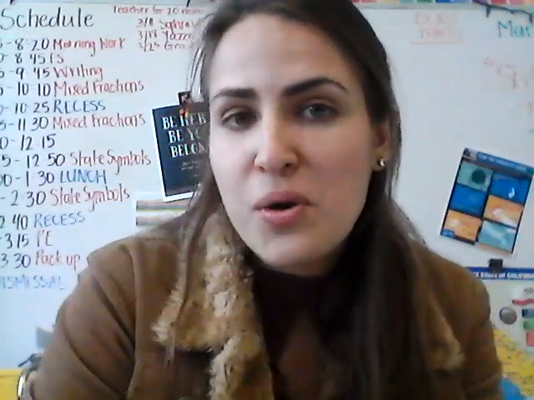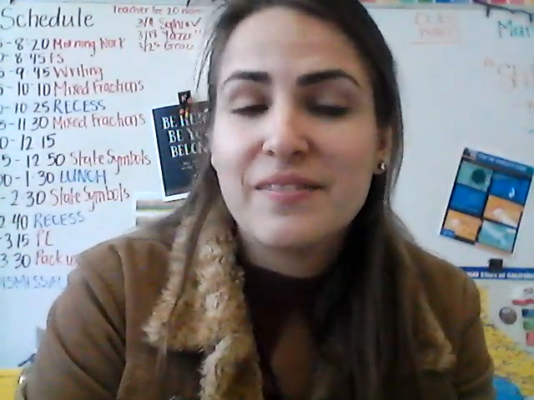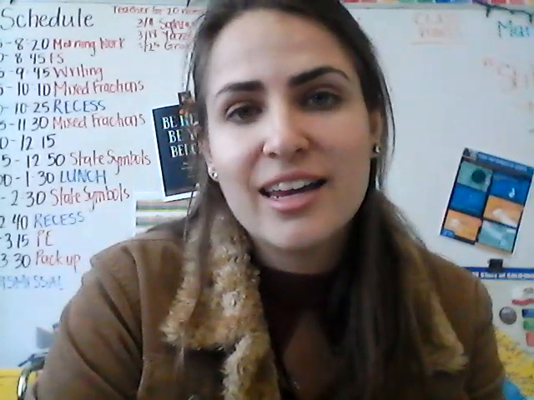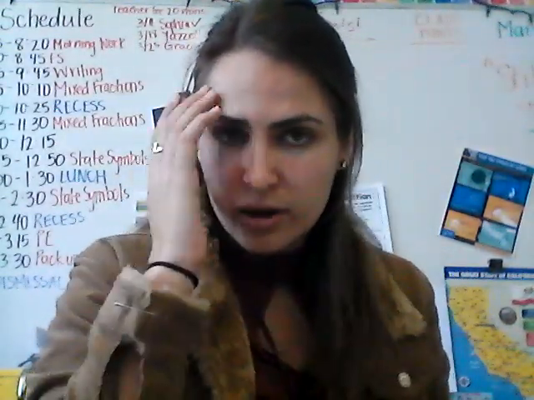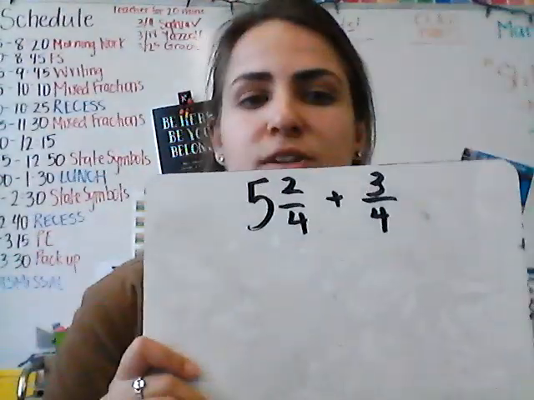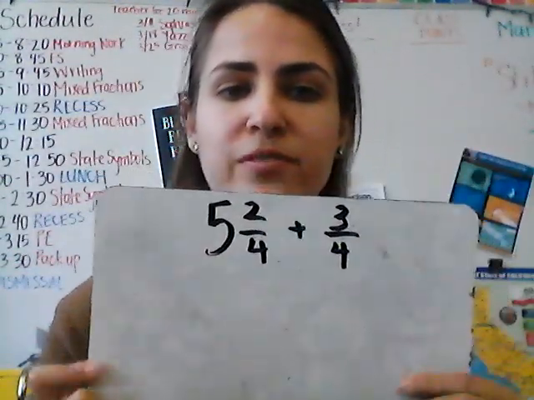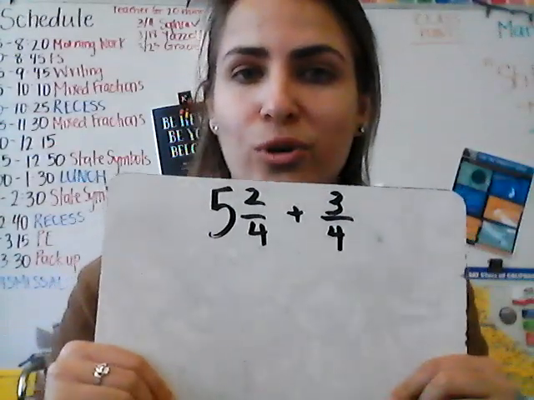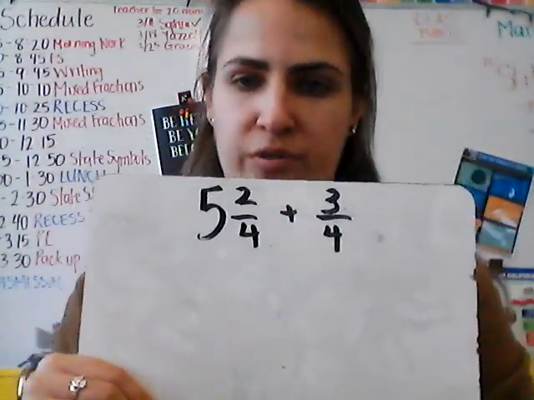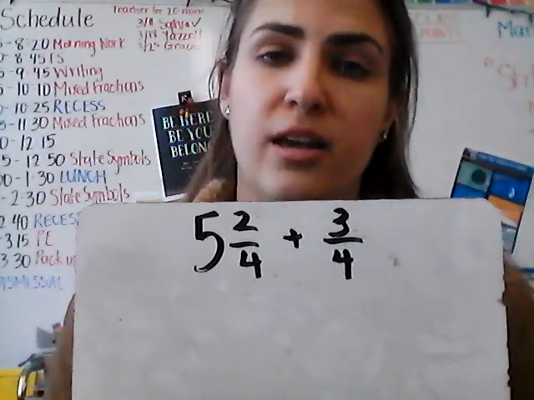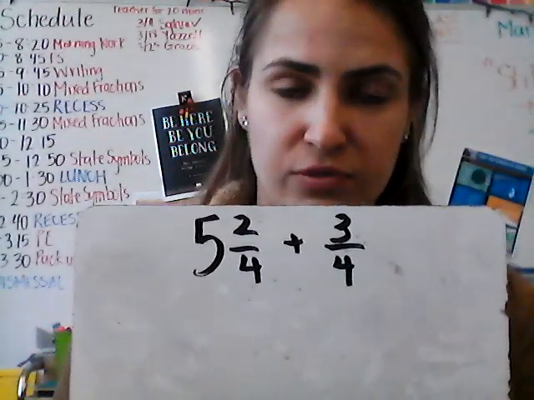Fourth grade, we're going to go over math lesson 5.30, which is on adding mixed fractions and fractions. On your whiteboard or on your piece of paper, I would like for you to write down this problem, 5 2/4 plus 3/4. Now, before you tackle this problem, I want you to reflect on what challenges you might encounter while adding these fractions together.